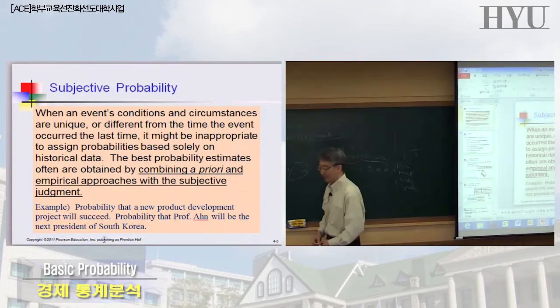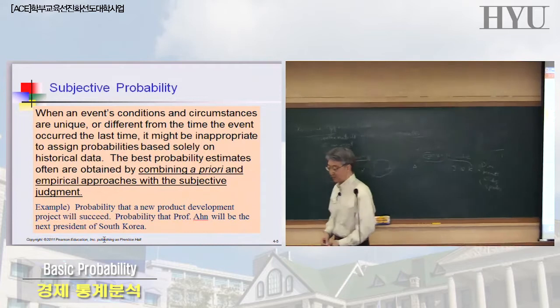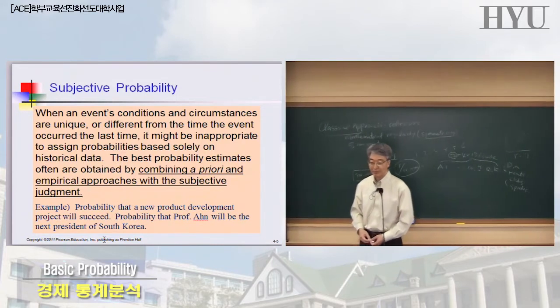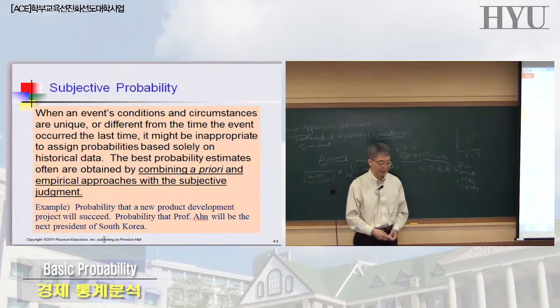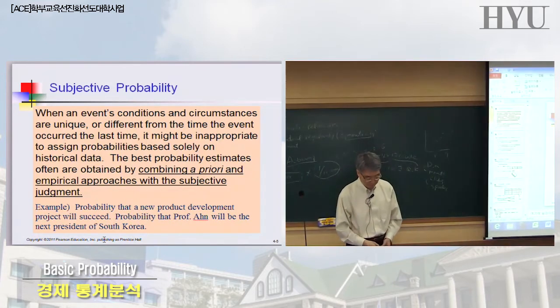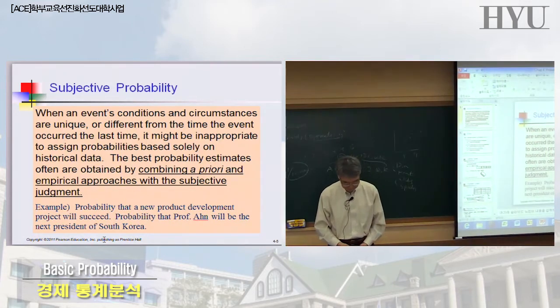Or the probability that Professor An, you know who that is, will be the next president of South Korea. Well, that never happened before. We never had this kind of situation. There are people who come up with probabilities for these things, but they'll have to use their subjective judgment.